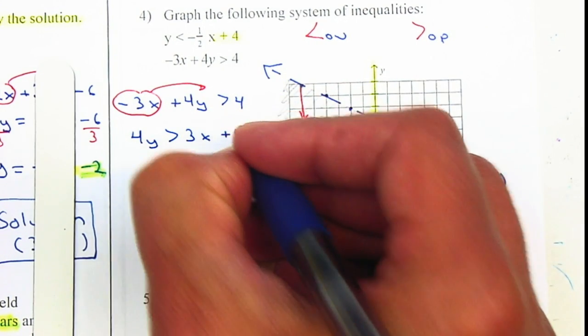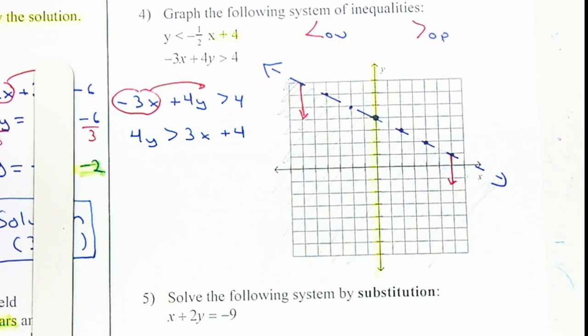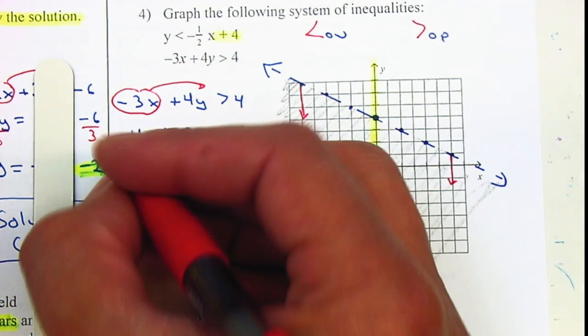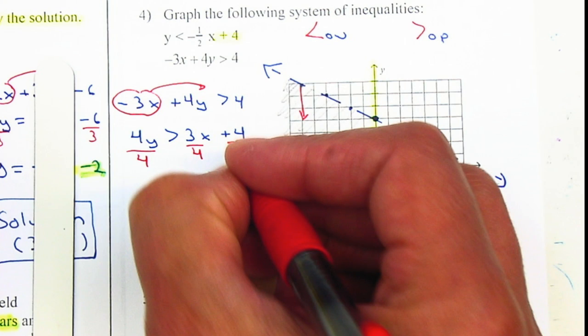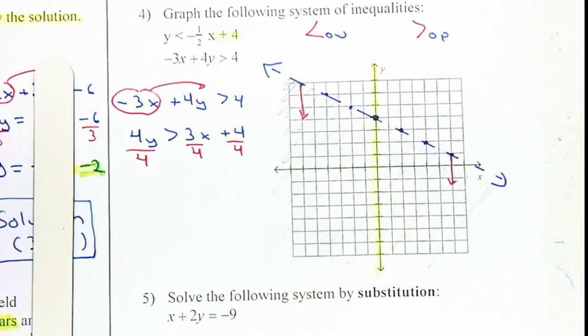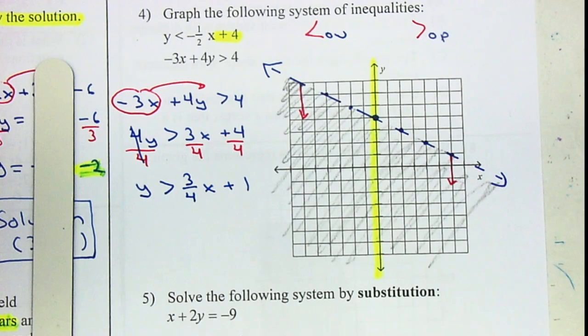I need to leave the y by itself. I'm going to divide by 4, divide by 4, divide by 4. That cancels, so y is greater than 3 over 4 x. 4 divided by 4 is positive 1. That is, in this case, positive 1. Be careful with your signs.